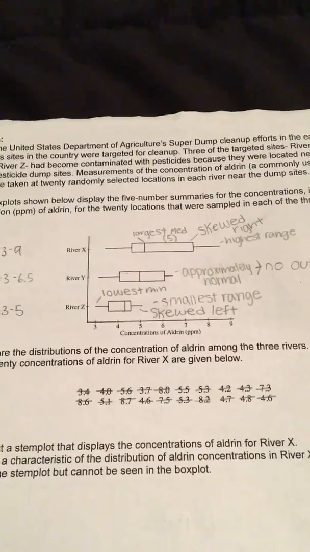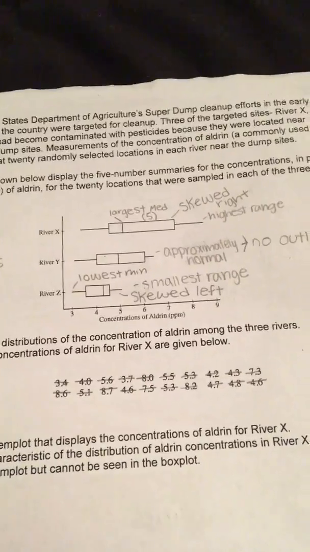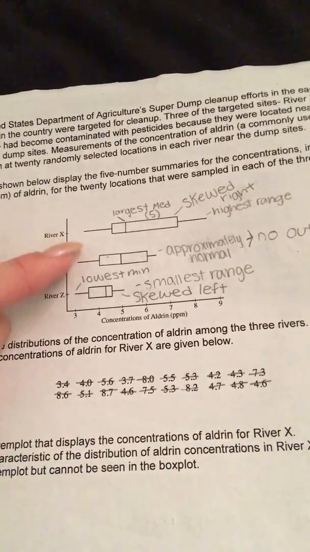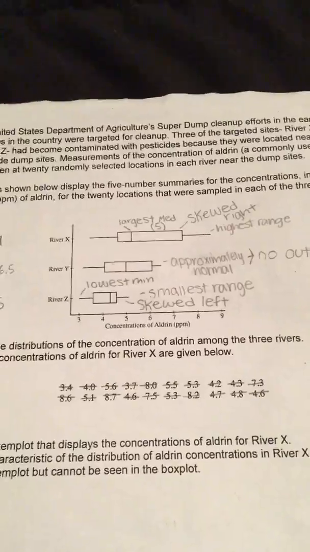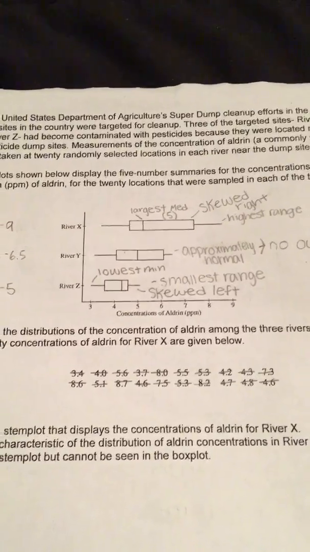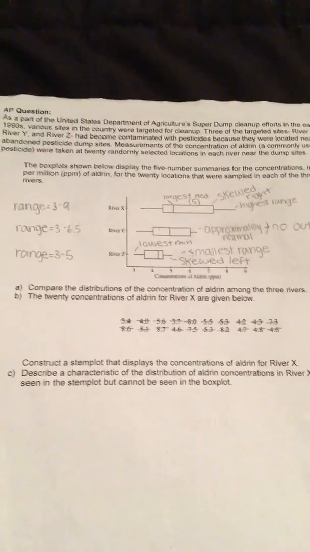of about 4.4 ppm, which we know because in skewed left data the median is going to be larger than the mean, and in skewed right the median is going to be smaller than the mean. So that's all for the box plots of describing and comparing the distributions.